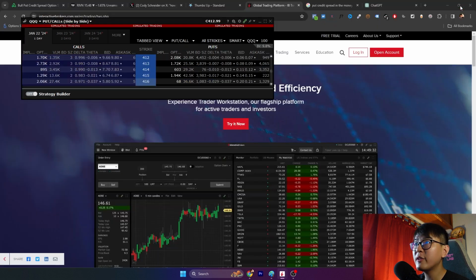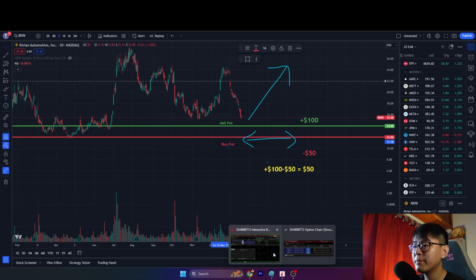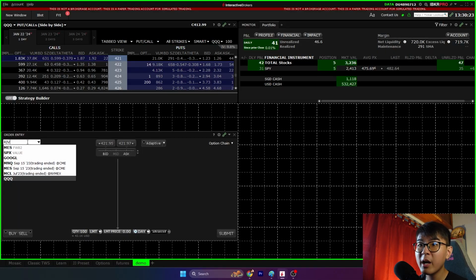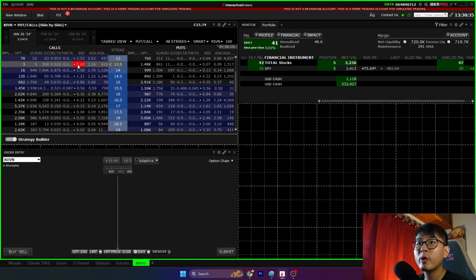So step 1 on Interactive Brokers, you need to sell the put option. So let me use the stock Rivian here as an example. I'll go to Order Entry, click RIVN, which is the ticker that you want to trade a bull put spread on. Click on Stock over here, and when you do that, wait for the option chain to load.